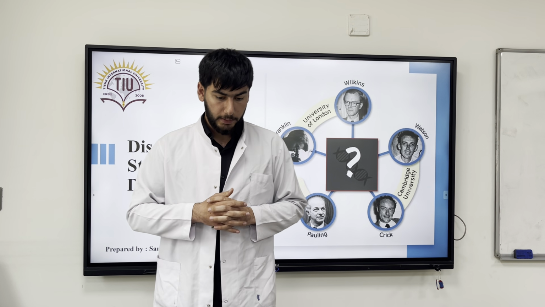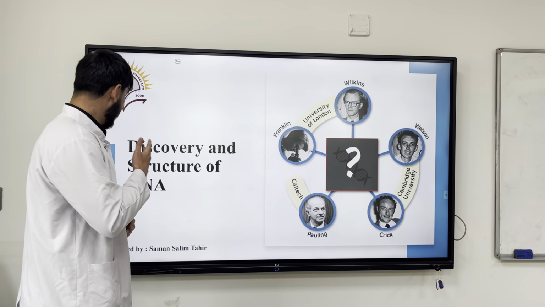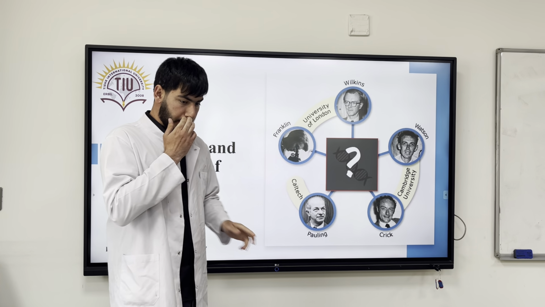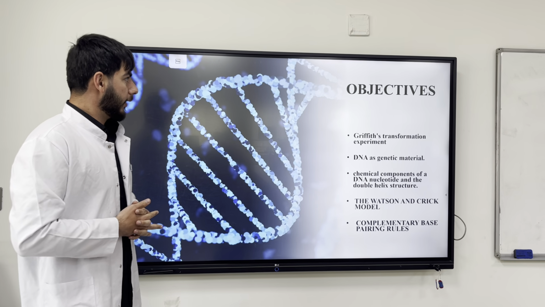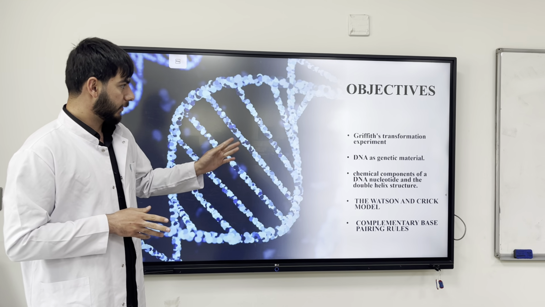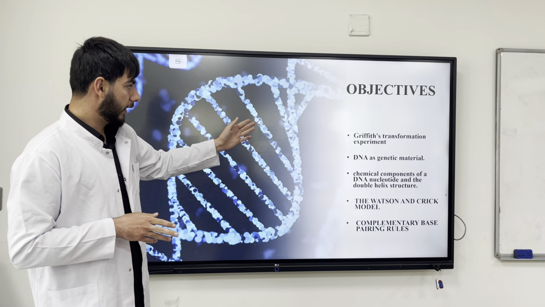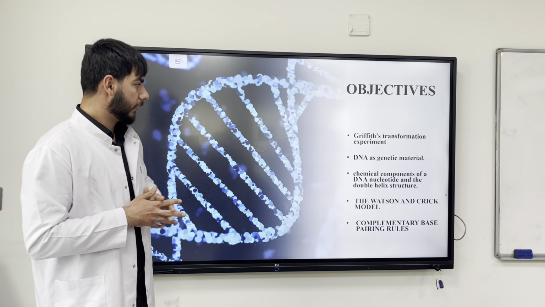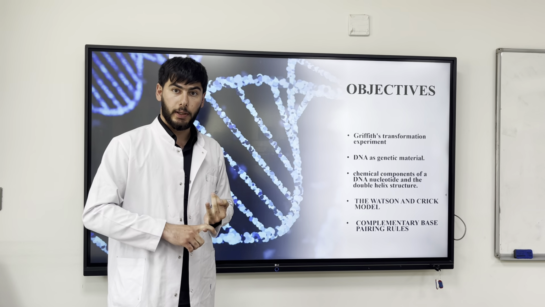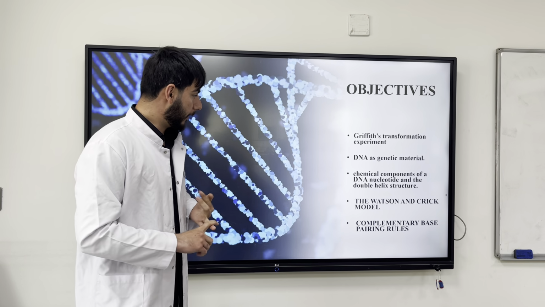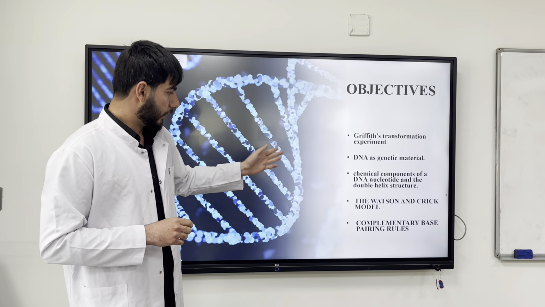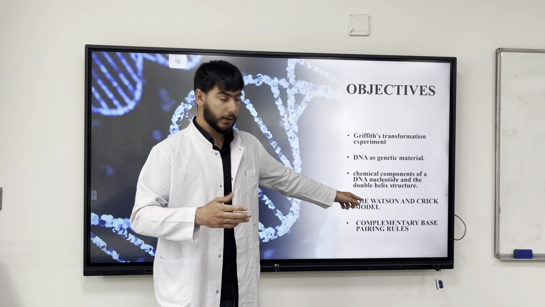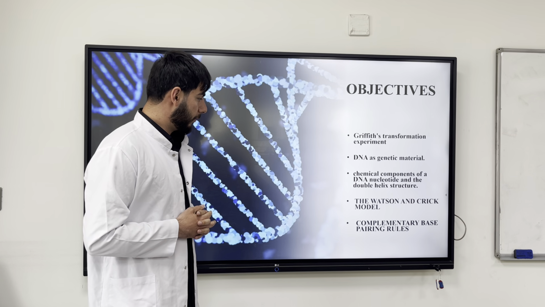And now, in our topic, we study the discovery and structure of the DNA. First of all, in our objectives, we study the transformation experiment, DNA as genetic material, the chemical compounds of the DNA, the nucleotide, and the double helix structure. We study the Watson and Crick model, meaning the DNA model, and complementary base pairing.